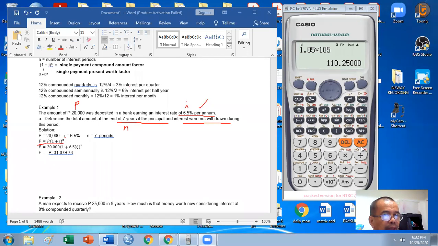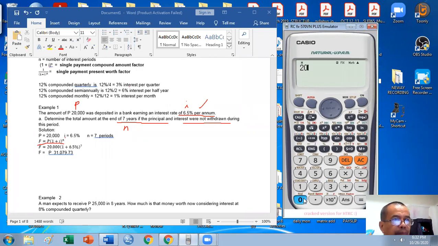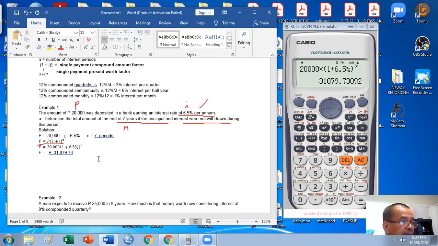So ang formula mo is 20,000 times 1 plus, para hindi ka mahirapan sa percent, lagay mo 6.5 over 100, then raise to the 7. Okay, this will be your answer, rounded up to the next 2 digits.